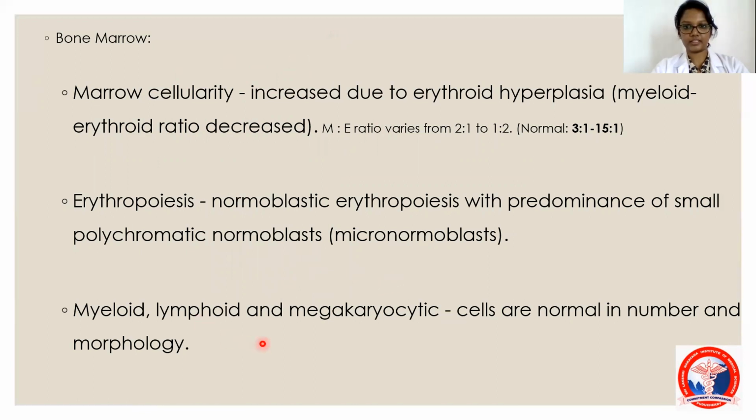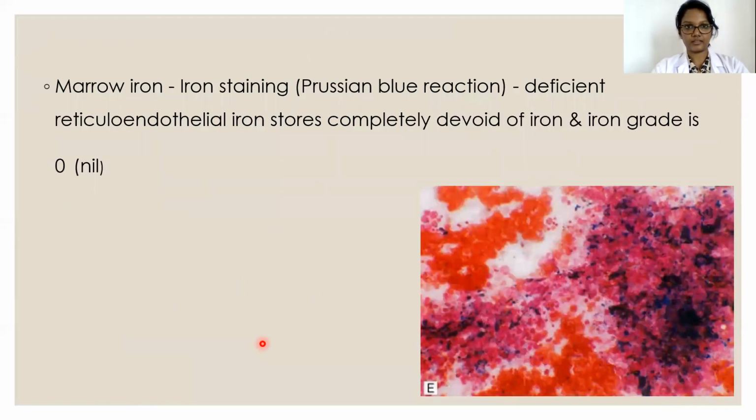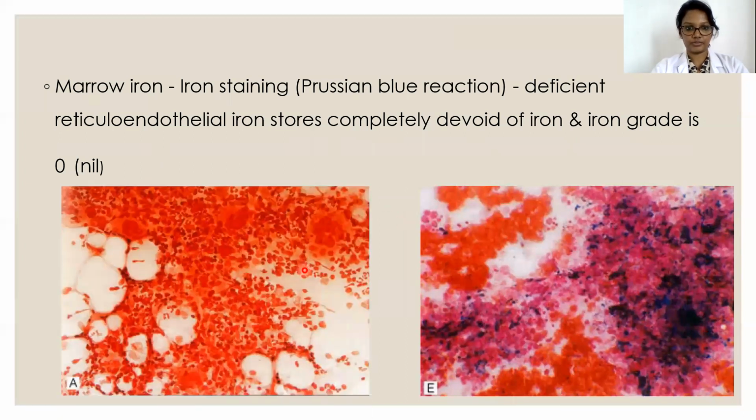Myeloid, lymphoid, and megakaryocyte cells will have a normal morphology. Another finding to demonstrate the storage iron in the marrow is a Prussian blue reaction, also called a Perls stain or iron staining. In this bone marrow, all the iron particles have taken up the blue stain, demonstrating good storage iron, whereas in iron deficiency anemia the marrow will not show iron stores. It will be nil or of a lower grade.